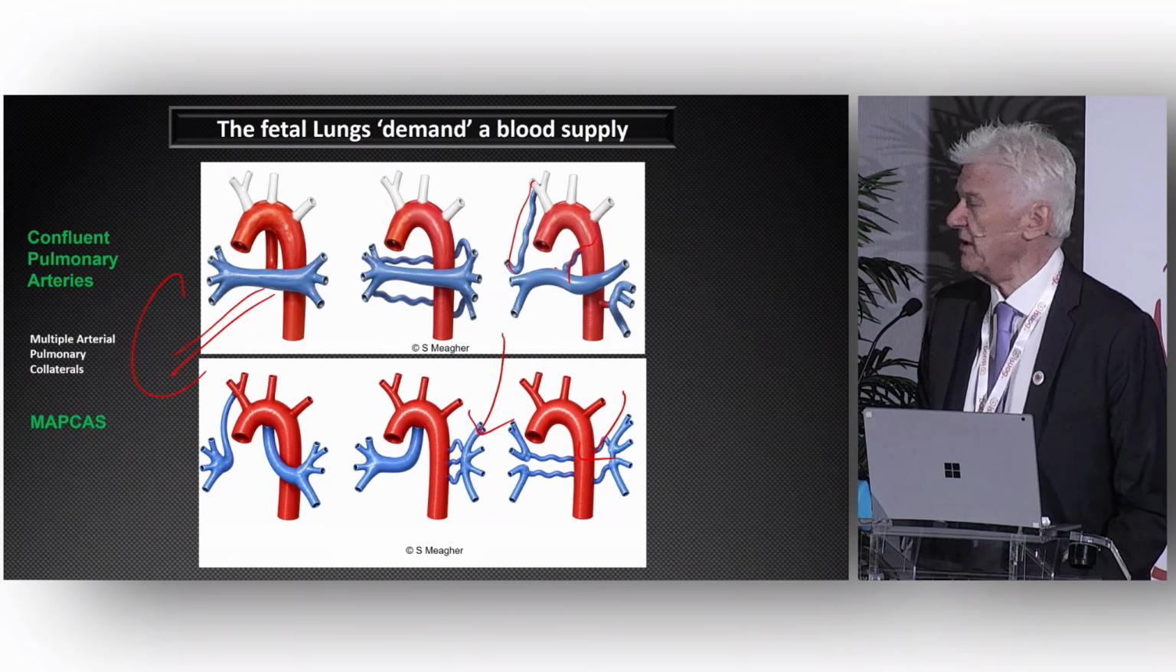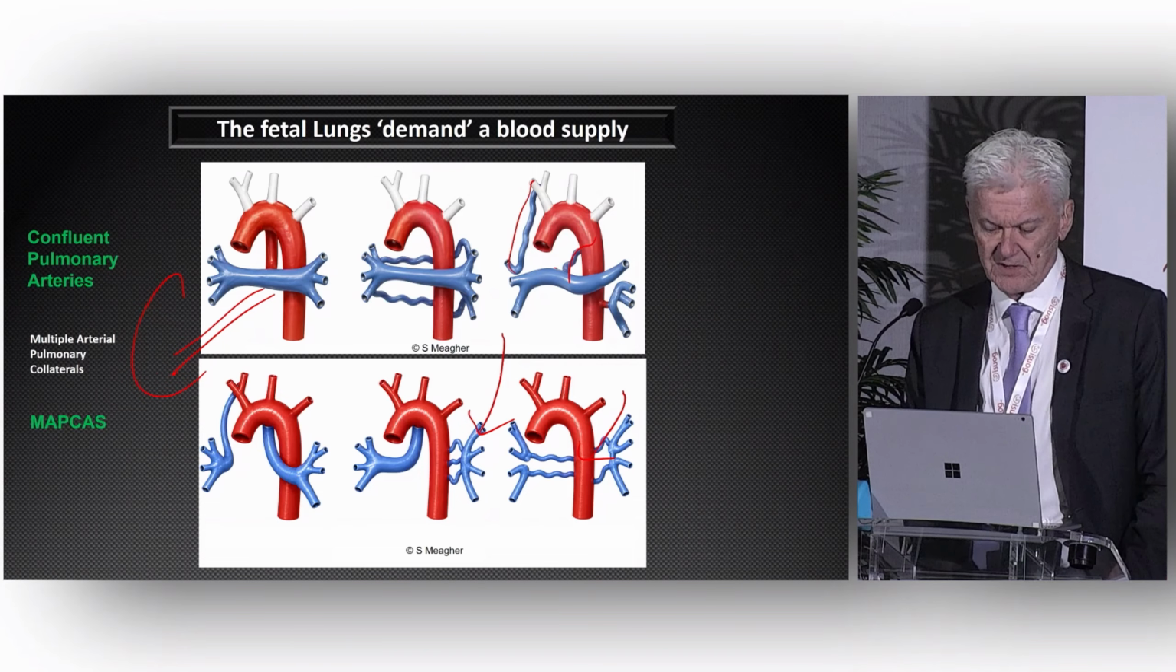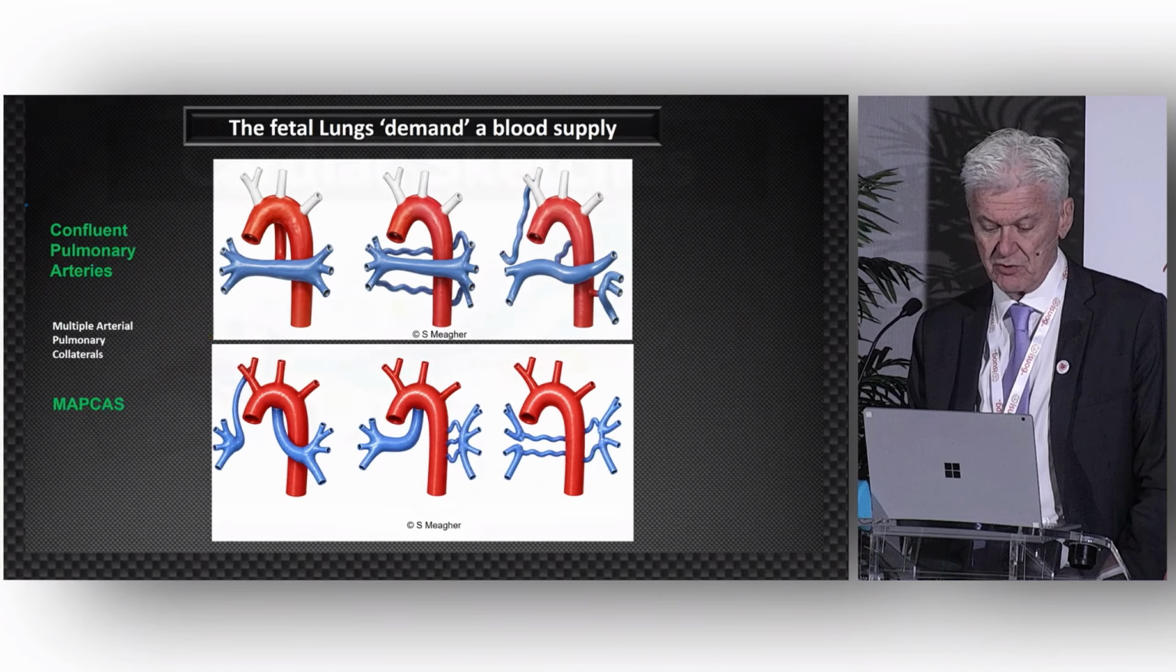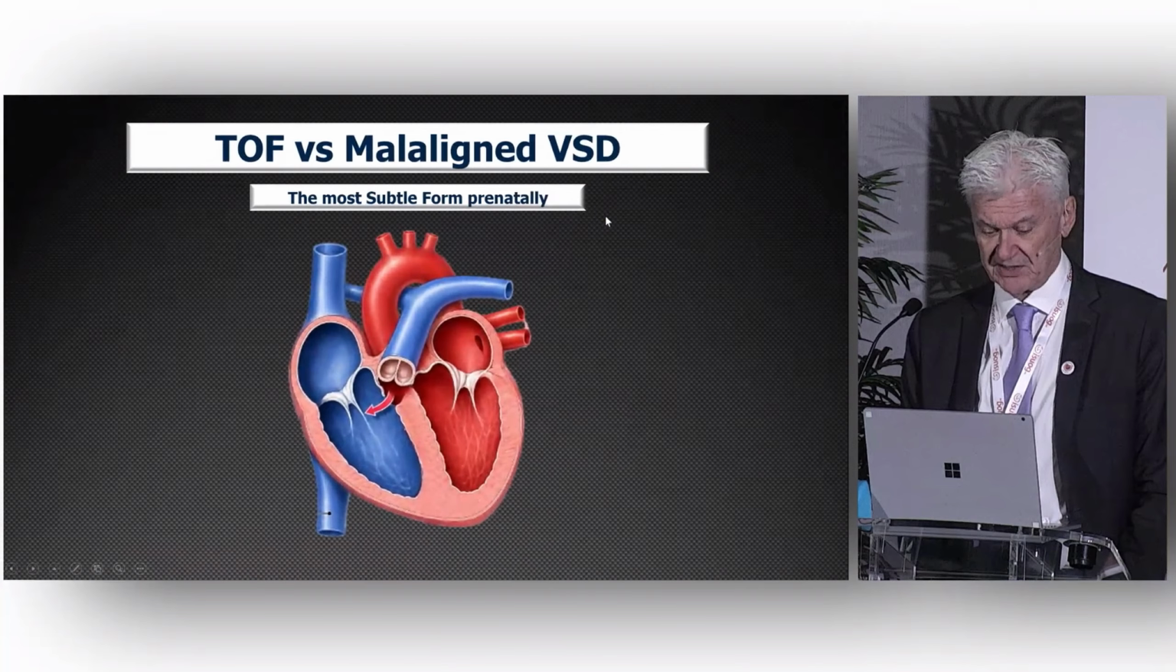That diagram is very important in understanding tetralogy of Fallot, and who the complicated group are, because these are the group that we need to be mindful of when we're scanning prenatally.